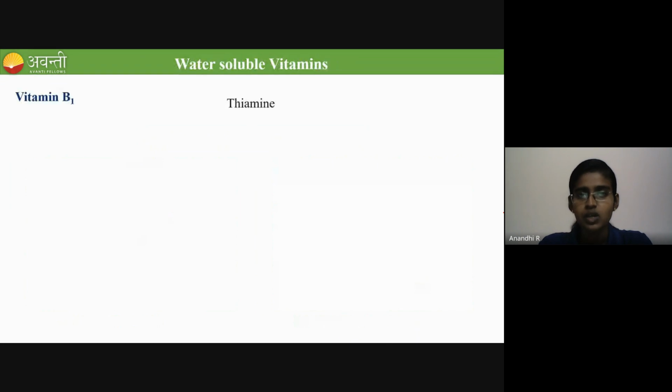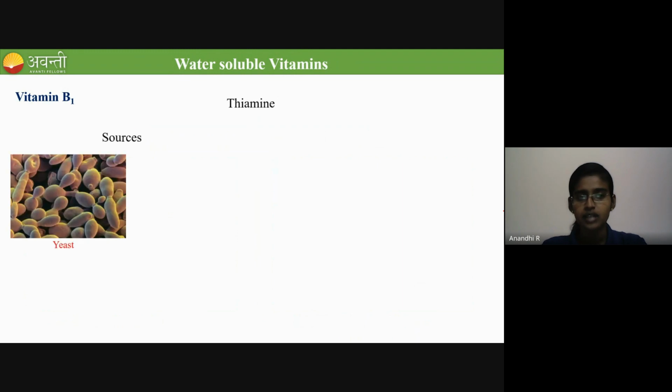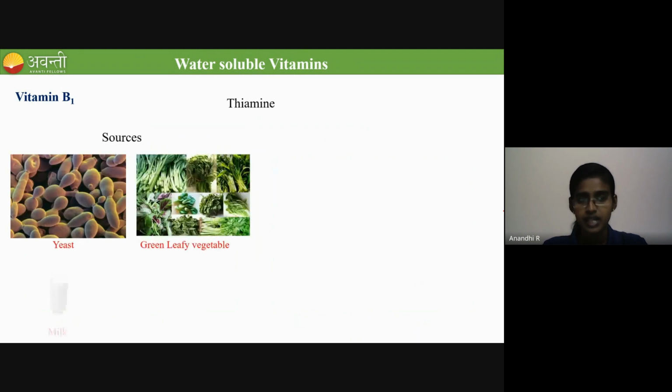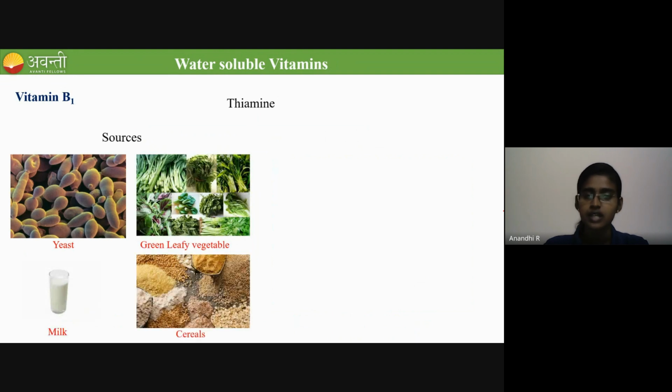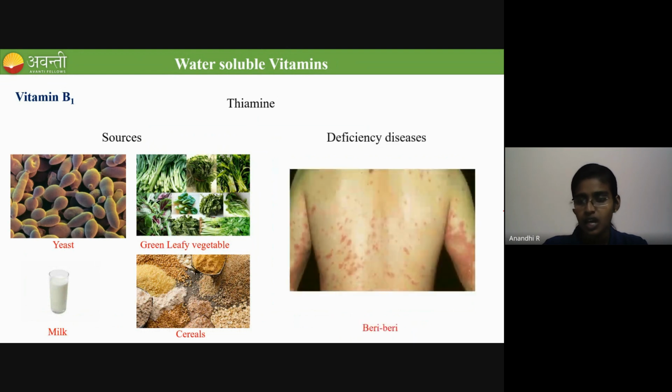Okay. Now coming to water soluble vitamins. So far we have discussed the fat soluble vitamins A, D, E, K. Now coming to water soluble vitamins. The first one is vitamin B1. Thiamine is the molecule and the sources are yeast, green leafy vegetables, milk, and all types of cereals. These are the sources from which you can get vitamin B1. If you are deficient in this, you will get beriberi. You can see the beriberi disease on the screen now. You will get this type of disease if you are lacking vitamin B1.